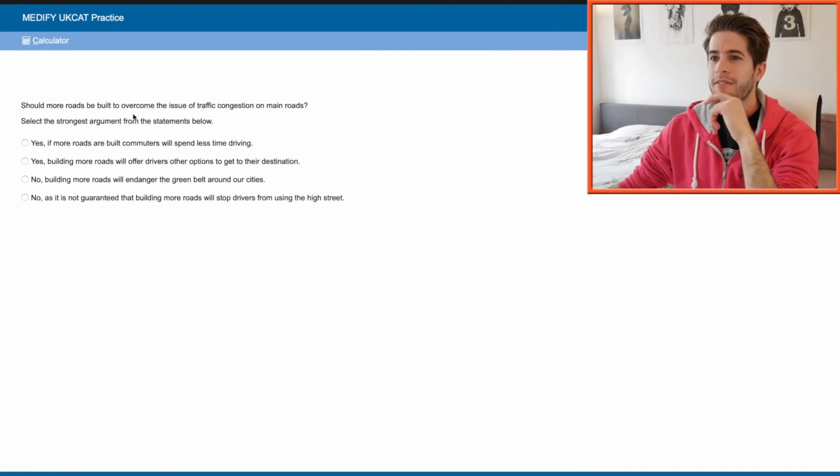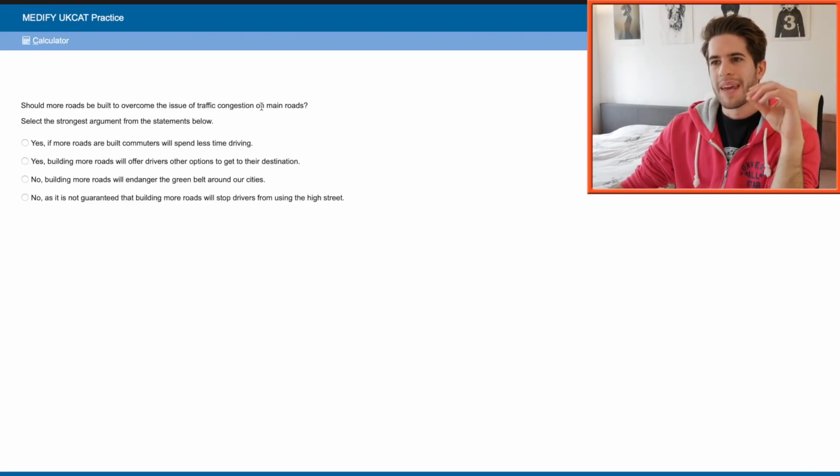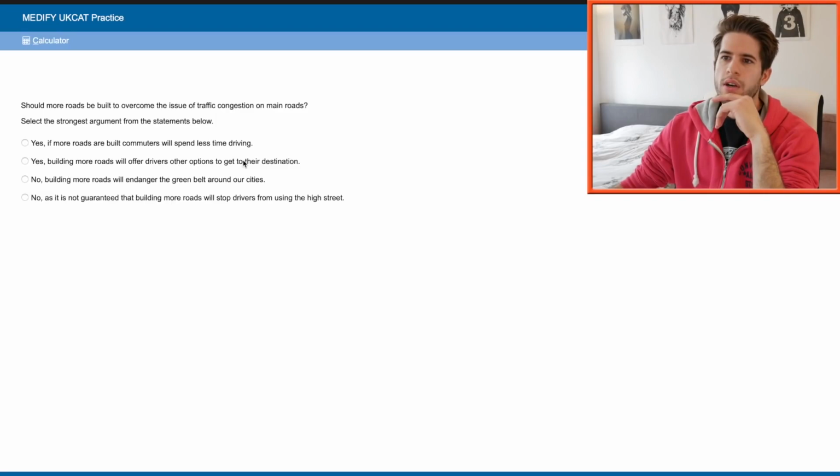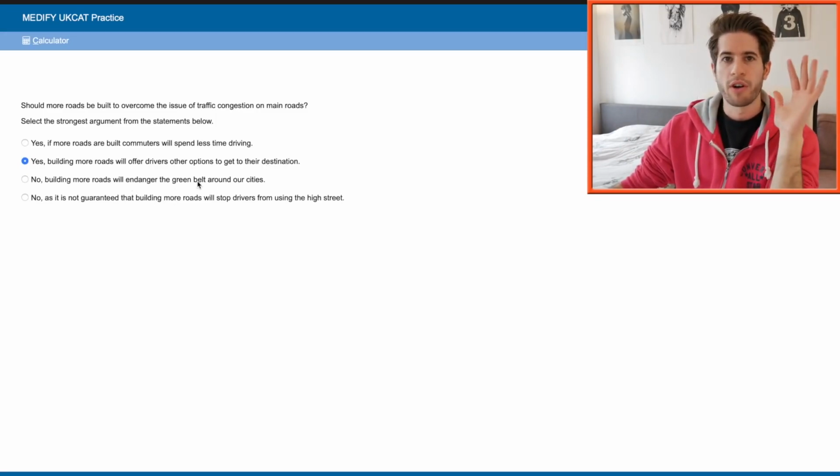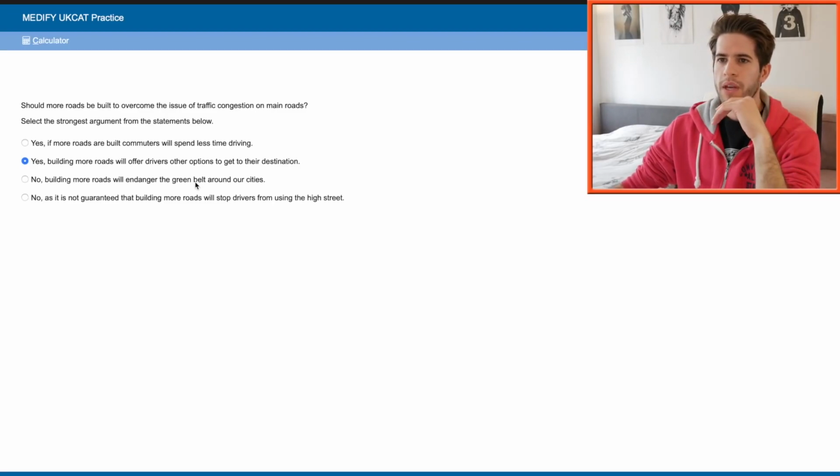Should more roads be built to overcome the issue of traffic congestion on main roads? Yes, if more roads are built, commuters will spend less time driving. Okay, fine, but it doesn't really tell me about traffic congestion on main roads. Yes, building more roads will offer drivers other options to get to their destination. Okay, so that suggests other options away from the main roads, so pretty good. No, building more roads will endanger the green belt around our cities. This is the first time we've heard of the green belt, so it's going to be a no. No, as it is not guaranteed that building more roads will stop drivers from using the high street. Again, kind of irrelevant to this statement here.